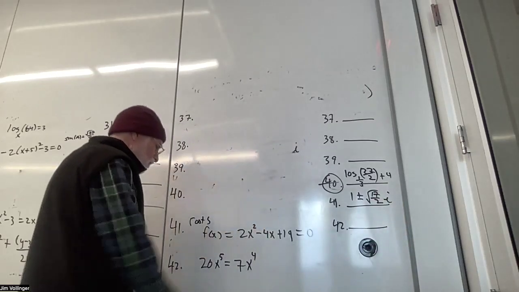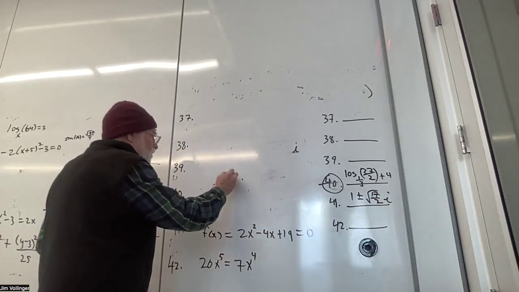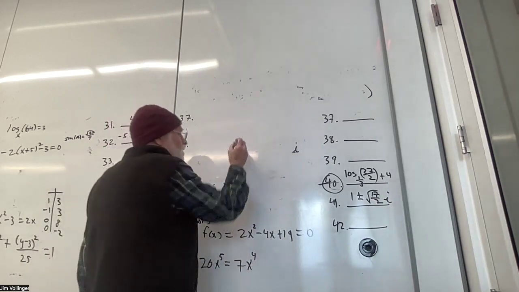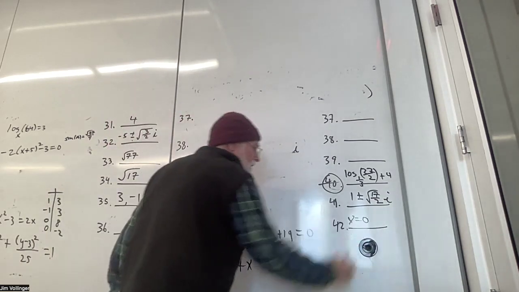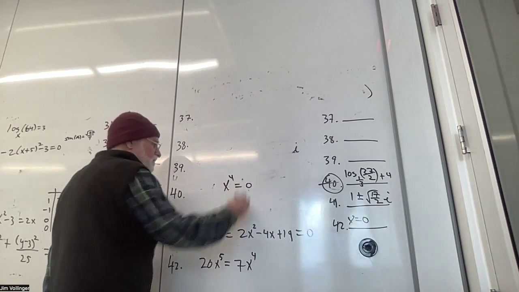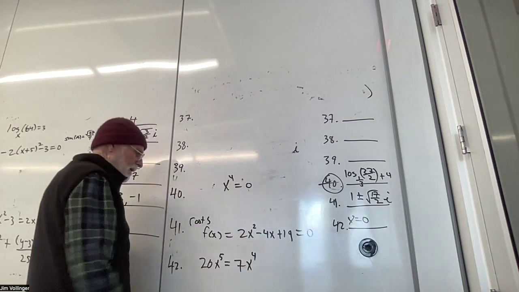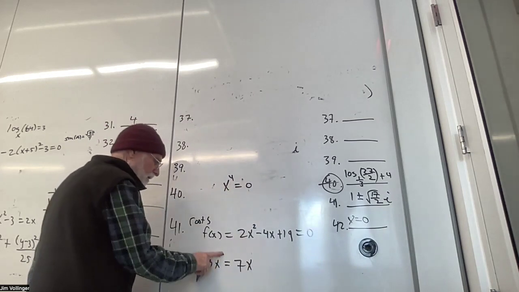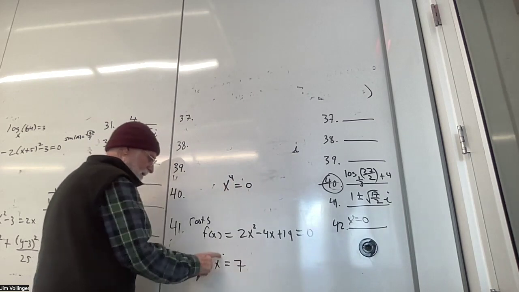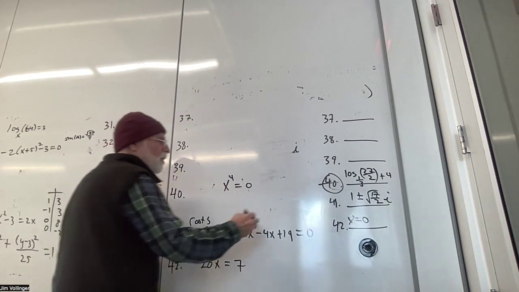All right, 42. I see what's common is x to the 4th. So I'm only going for real roots. So one of them is x equals 0. All right, if x to the 4th equals 0, then they're both 0. And that means that if I take 4 out, there's 1 left. That's over here. So 7 over 20.